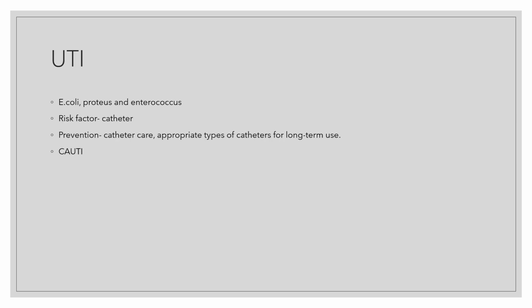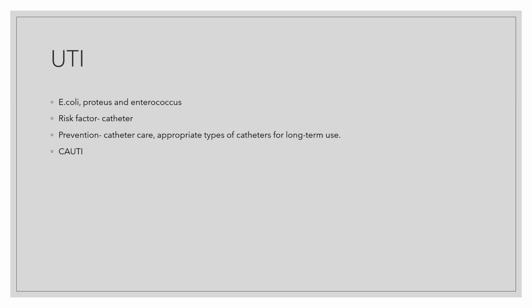The next is urinary tract infection. The most common organisms that cause urinary tract infection are E. coli, Proteus and Enterococcus. The risk factor is catheter. How can we prevent it? We can prevent it by giving proper catheter care, and appropriate types of catheter in case there is long-term use.